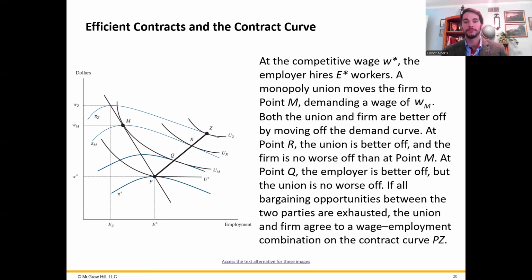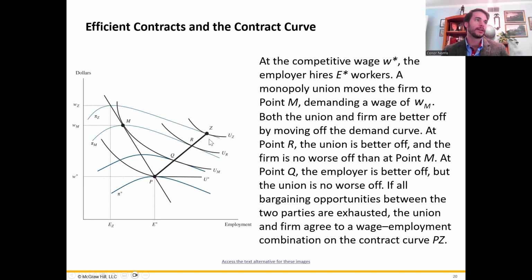Any deviation away from this point along the isoprofit line or the indifference curves are going to reduce the utility for one of the two parties. So they're unlikely to agree to it once the deal has been reached somewhere. I'm sorry, this is called the contract curve, this from P to Z. Any deviation from a point on this line, so either moving in this way or moving out that way, will reduce the utility for one of the parties. So basically, they're unlikely to agree to it. Once they start to move in this direction, they're not going to move away from it. Someone's going to be worse off.